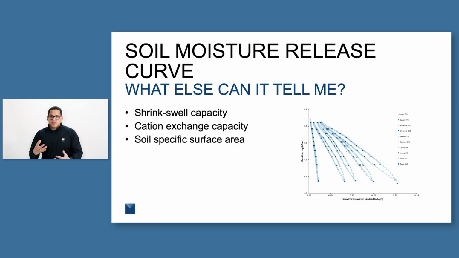Another really interesting thing that a soil moisture release curve can help us understand is some of the fundamental physical properties about soil. So it turns out that we can actually use the soil moisture release curve to understand things like shrink-swell capacity of soil, which tells us how much it can potentially expand and contract, which can be important when it comes to building roads and foundations and how the soils can potentially impact those structures. It also can help us measure what are typically complex measurements, things like cation exchange capacity and soil-specific surface area. These are things that can actually be modeled through the dry end of the soil moisture release curve.